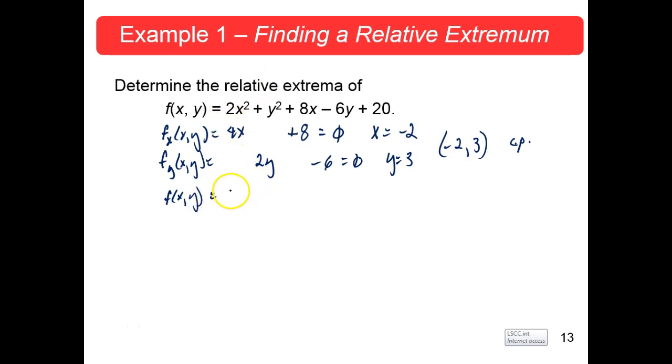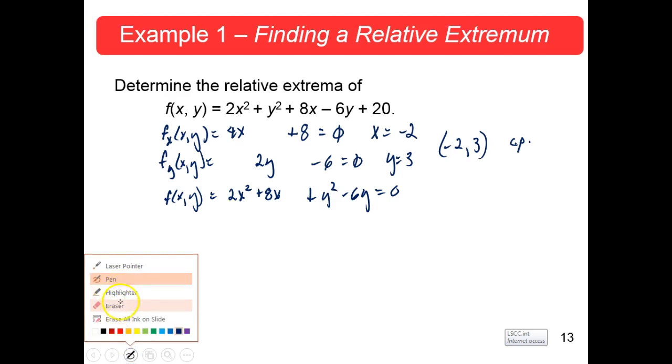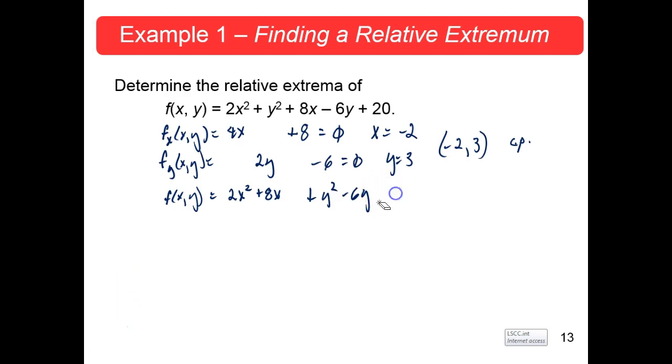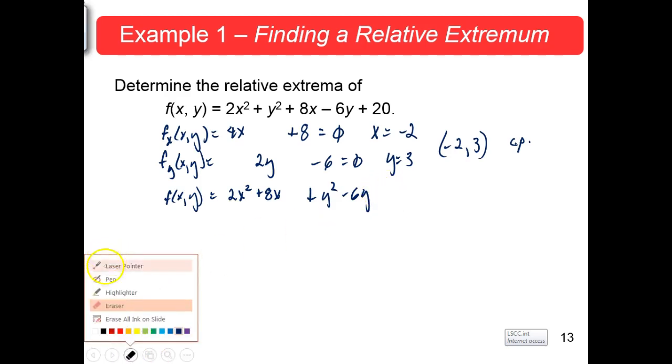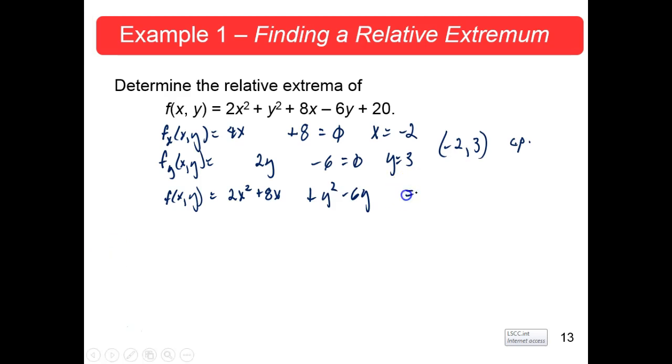Get the x's together. It's 2x squared plus 8x plus y squared minus 6y is equal to minus 20. Notice what I'm doing. I'm leaving some big blanks there. And here's why I'm doing that.